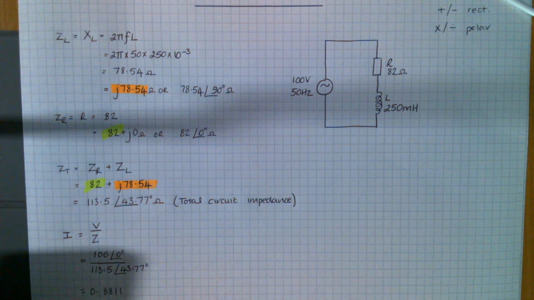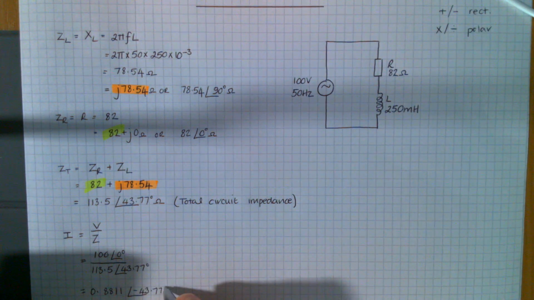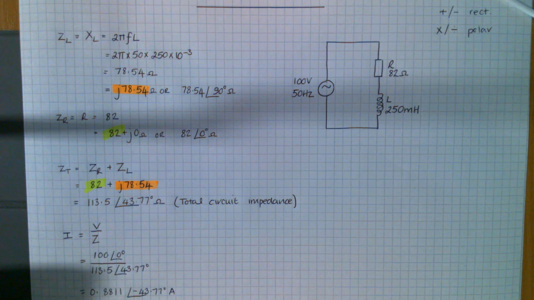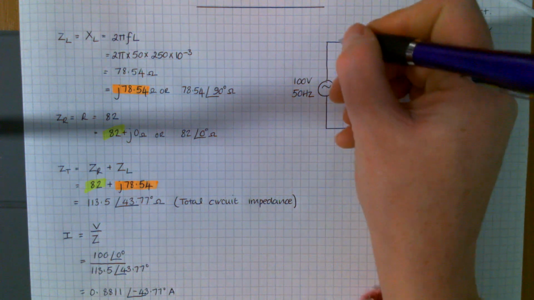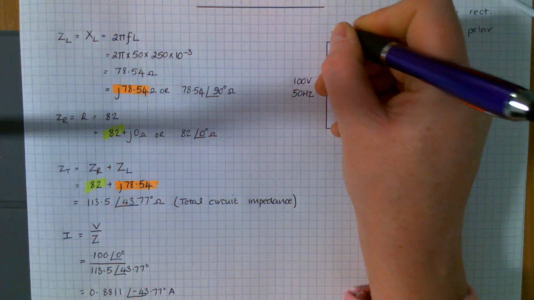0.8811 if I'm sticking to my 4 significant figures. And my angle 0 minus 43.77 is just minus 43.77. And that's in amps. And that's your supply current. So if you're adding that onto your diagram, it would go in there.